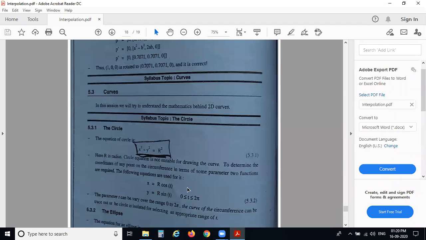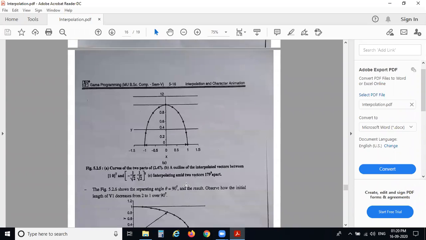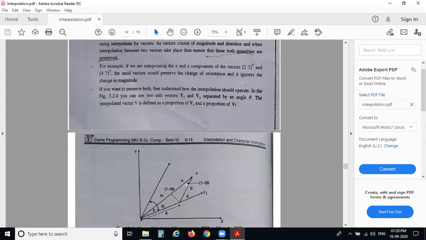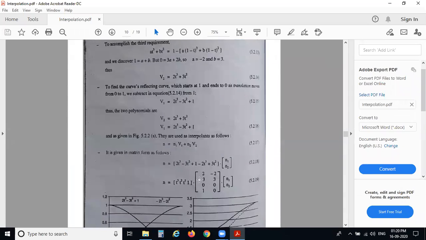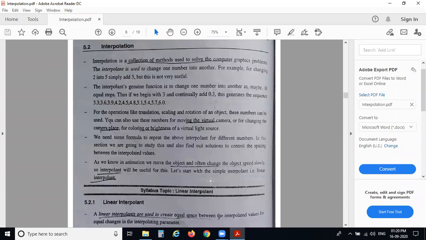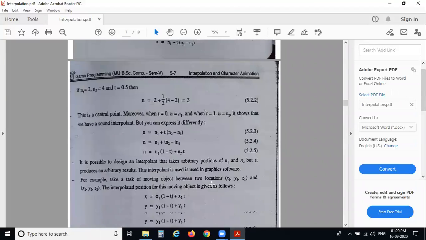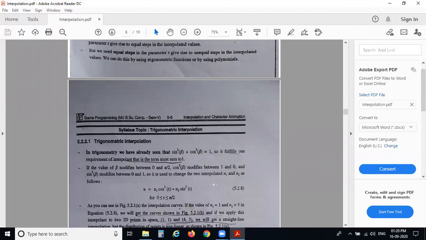So we use two points here, that is circle and ellipse. In this lecture we studied interpolation, linear interpolation, then another type, non-linear interpolation. The next one is trigonometric interpolation.